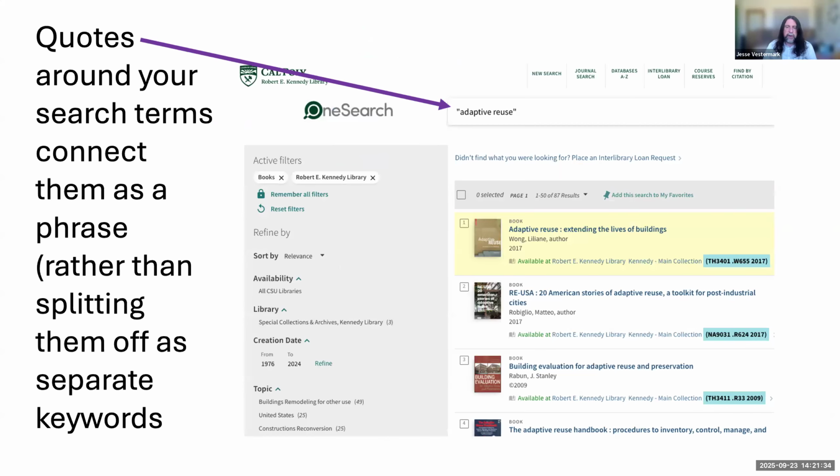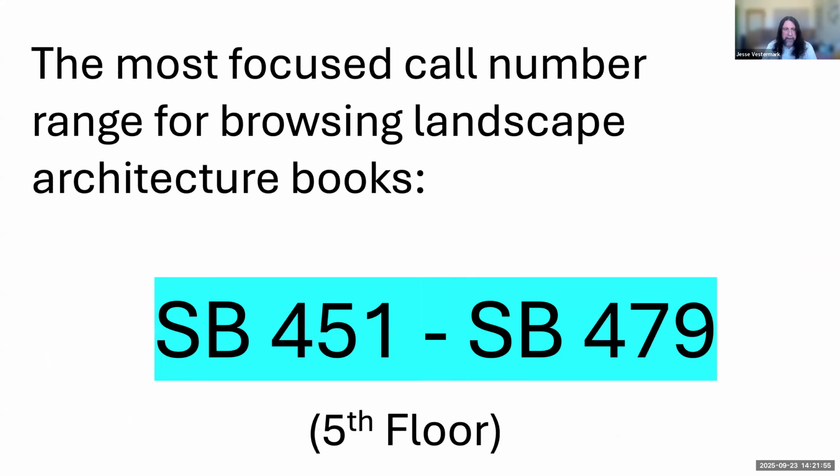And just a side note, if you put quotes around a phrase you search, it'll search that phrase and it won't split off the words into two separate keywords. With a phrase like adaptive reuse, it doesn't make that big a difference, but with really common words, connecting them via quotes around them can really help with a phrase that has common words in it.